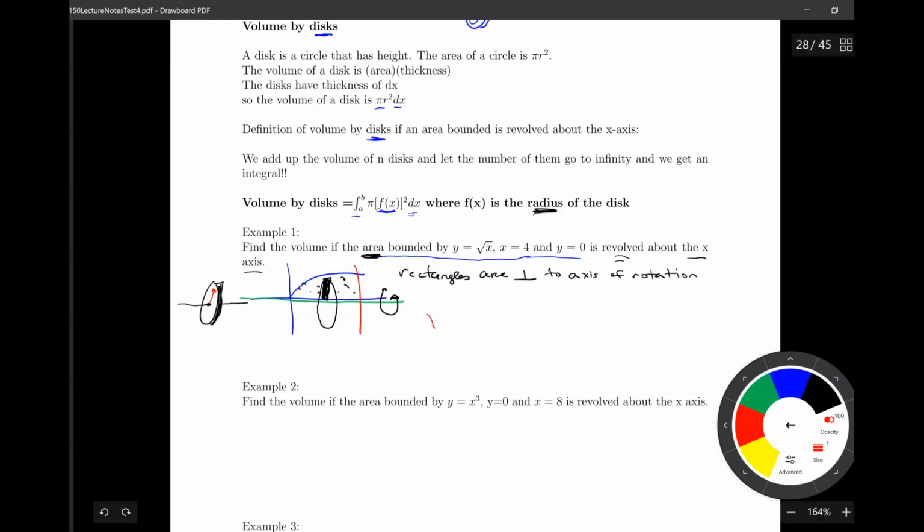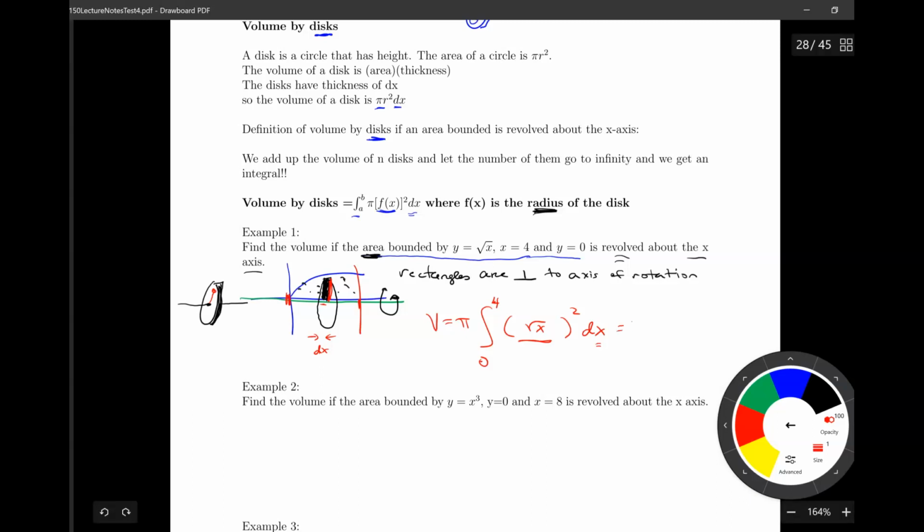So I'm going to be finding the volume by disks. So it's going to be pi radius squared, and you can see that the thickness of the rectangle that I'm spinning is dx thick. All right, so now it's my job to find out what the radius is. The radius is this distance from here to here, and that's just the function, root x. So where am I building these rectangles from and to on the x-axis? I'm going to be starting at x equals 0 and stopping at x equals 4. So from 0 to 4.